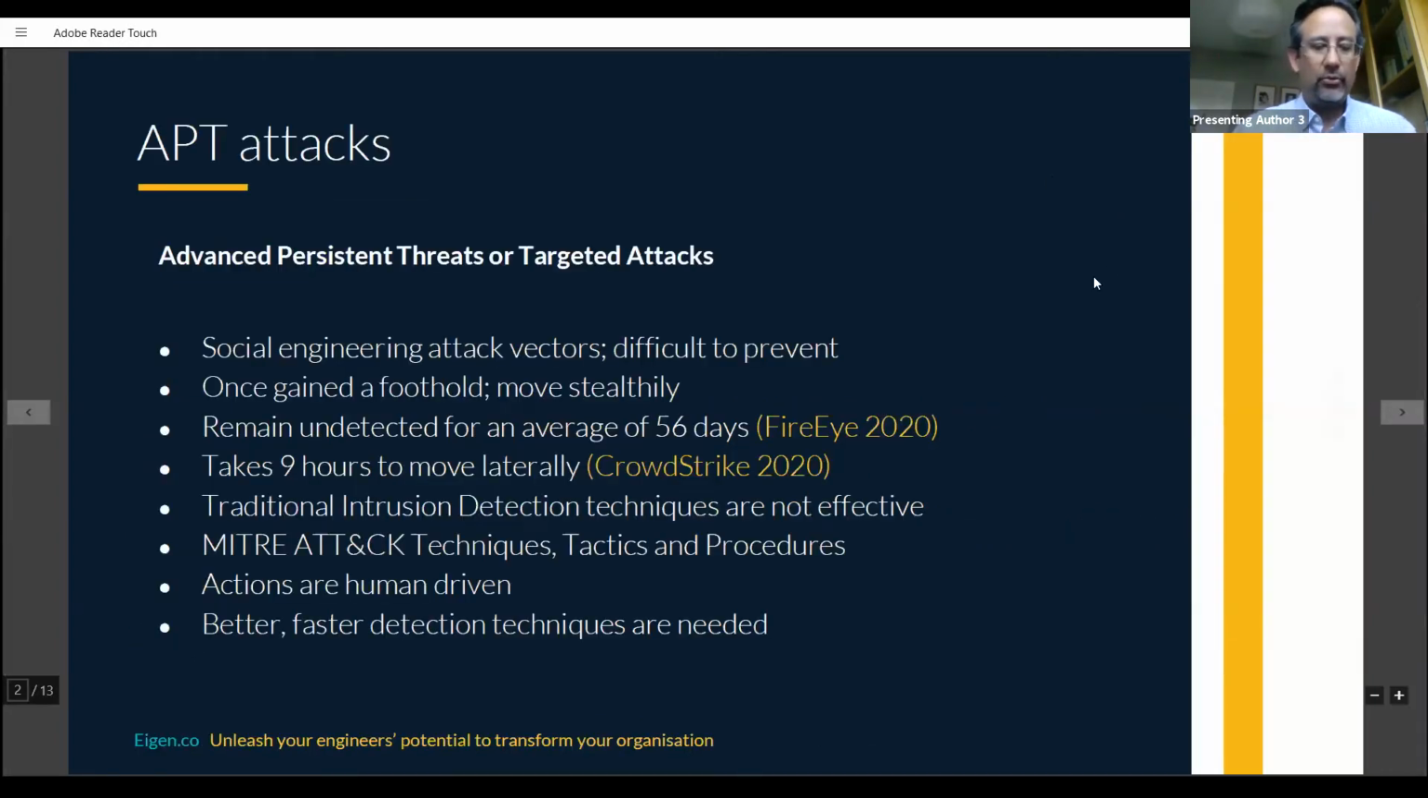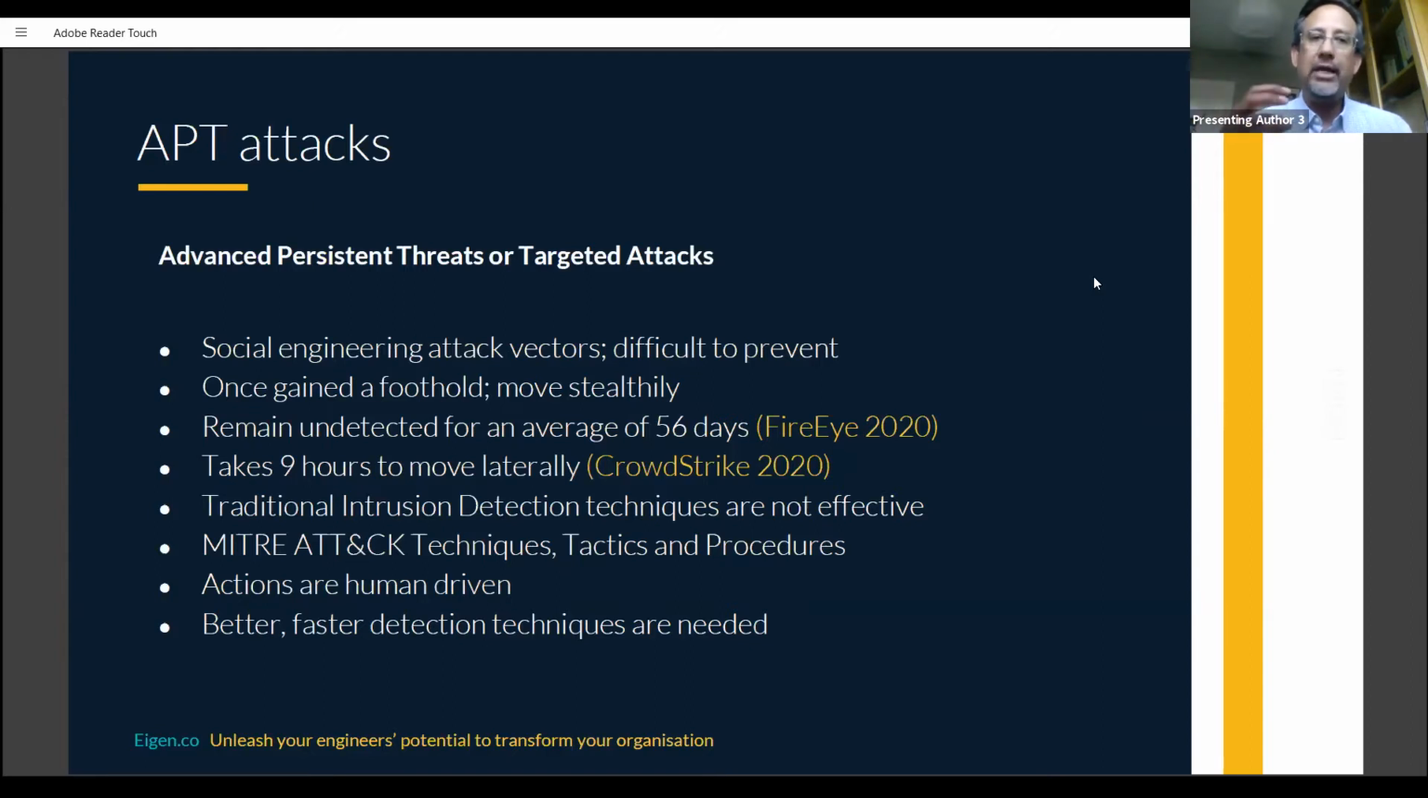Okay, so APT attacks, advanced persistent threats or targeted attacks. Let's look at what that's about. These are very, very sophisticated types of attacks, and they rely on social engineering attack vectors, which are really difficult to prevent because they target the human element. They also harvest and use zero-day vulnerabilities. That means when you patch your systems, that's not going to help you because a patch has not yet come out. And in reality, it only takes one click for the adversary to get a foothold inside the safety perimeter of the organization.